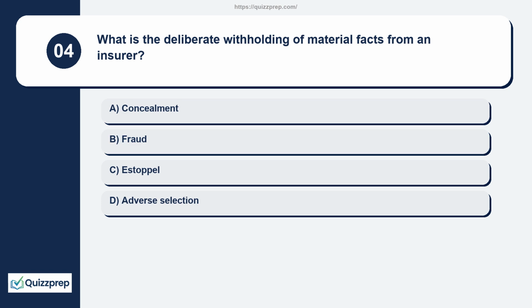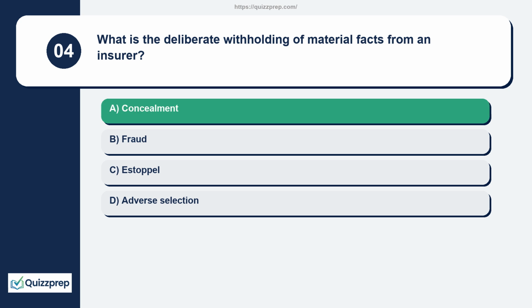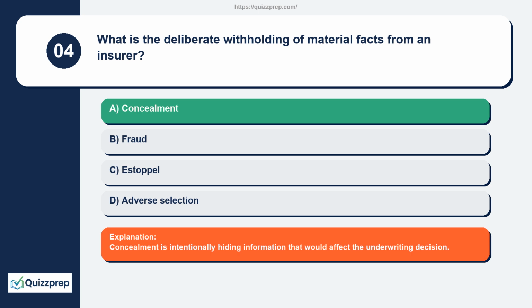Question 4. What is the deliberate withholding of material facts from an insurer? Concealment, fraud, estoppel, adverse selection. Concealment is intentionally hiding information that would affect the underwriting decision.